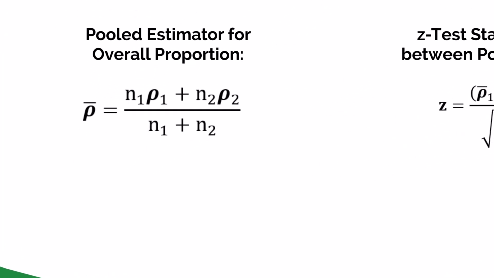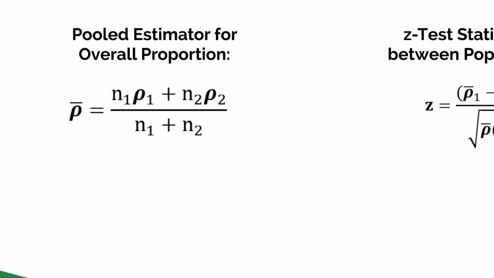When working with proportions, first we must calculate the pooled estimator for the overall proportion. We take the sample size of the first sample times the proportion of that sample plus the sample size of the second sample times the proportion of the second sample. We then divide that by the sample size 1 plus sample size 2. Note, some problems may give you the sample proportion in the problem, and some you may need to calculate it when you're given an X, or the value for the attribute of interest.